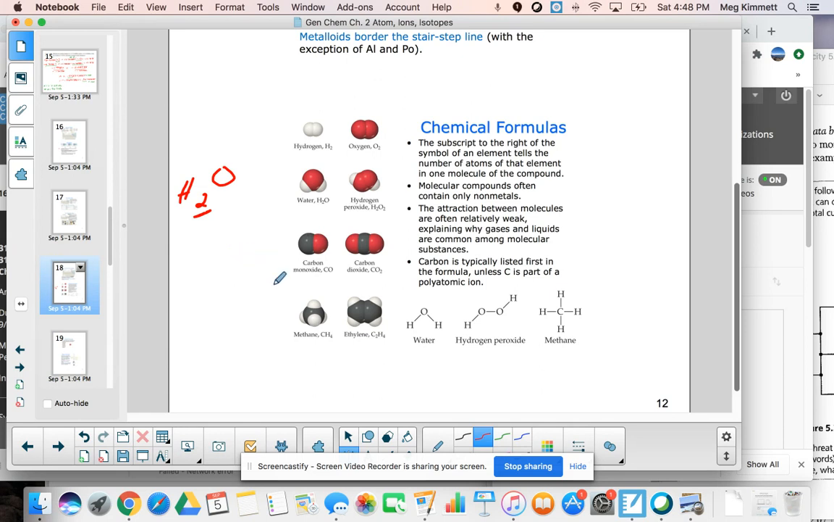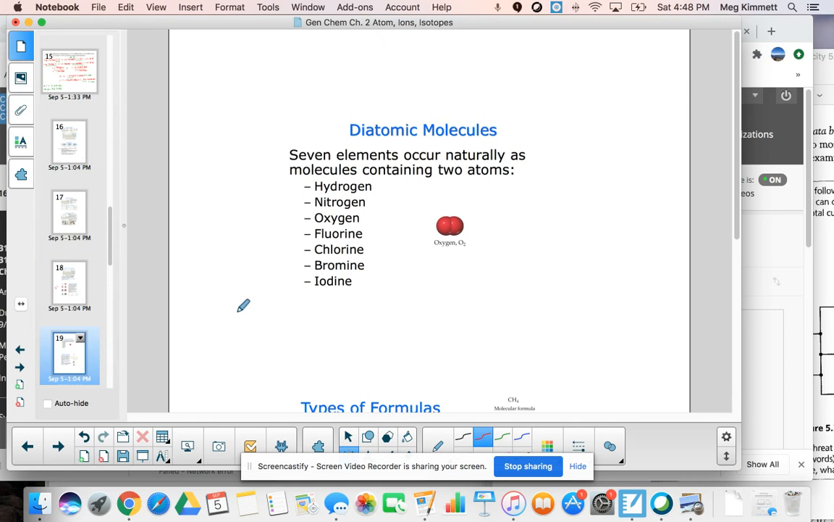And the other thing that we want to look at are some diatomic molecules.